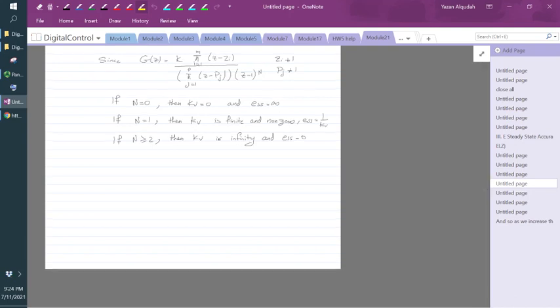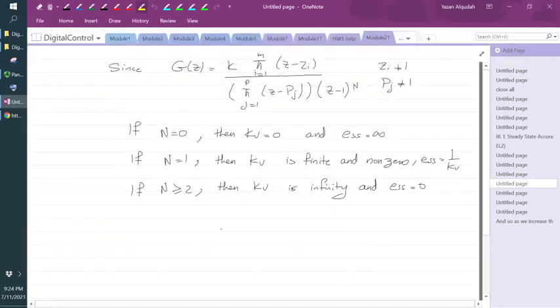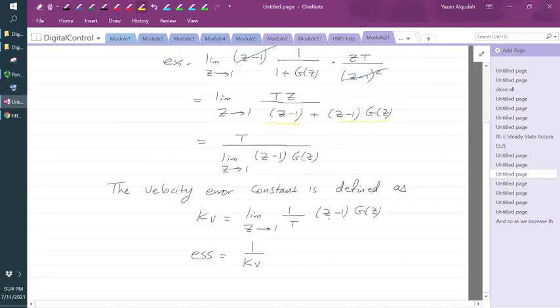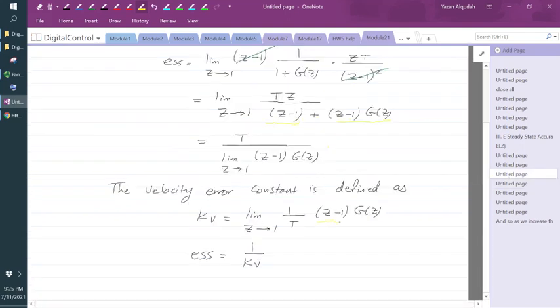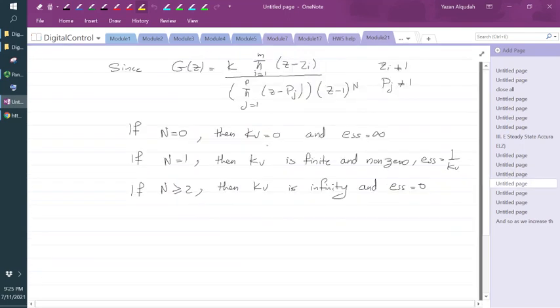Now since we wrote g of z using this form, if n is equal to 0, then Kv is going to equal 0. Again, Kv is equal to z minus 1 multiplied by g of z. If n is equal to 0, it means there is no z minus 1 in the denominator that will cancel with the z minus 1 that I have here. And therefore, Kv is going to equal 0, and therefore the steady state error, which is 1 over Kv, is going to equal infinity.